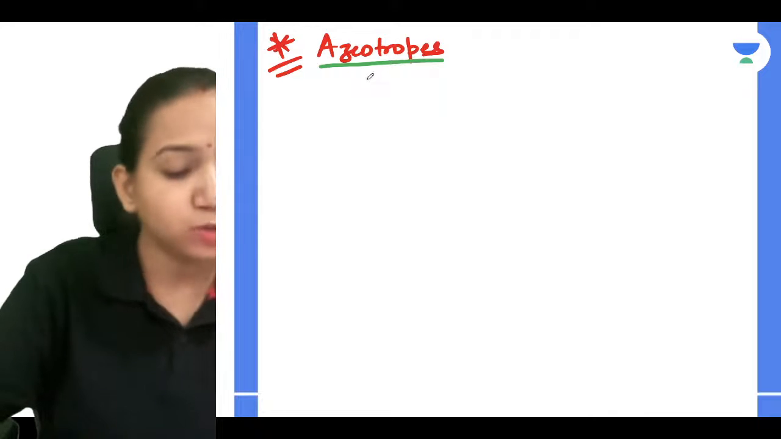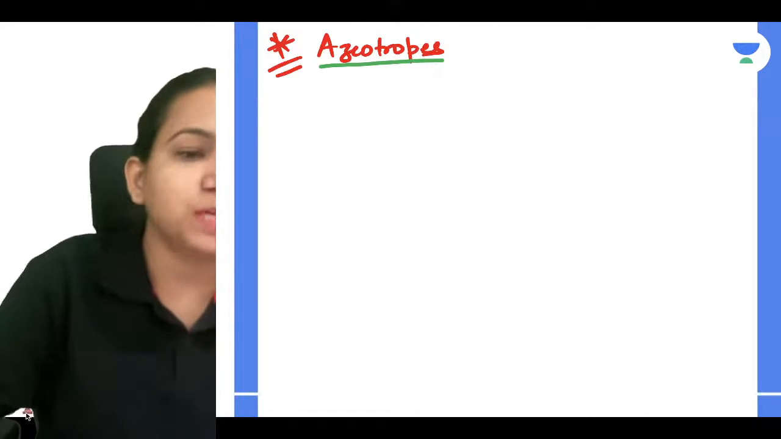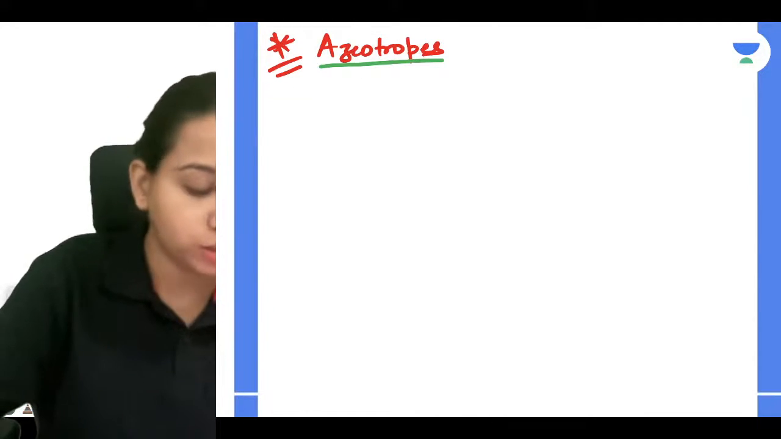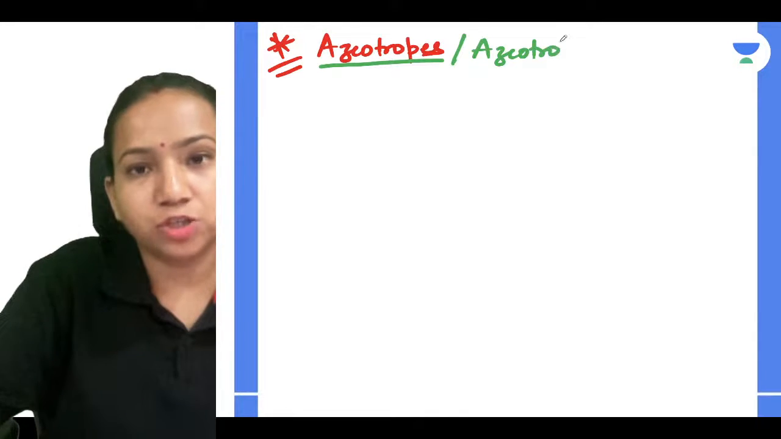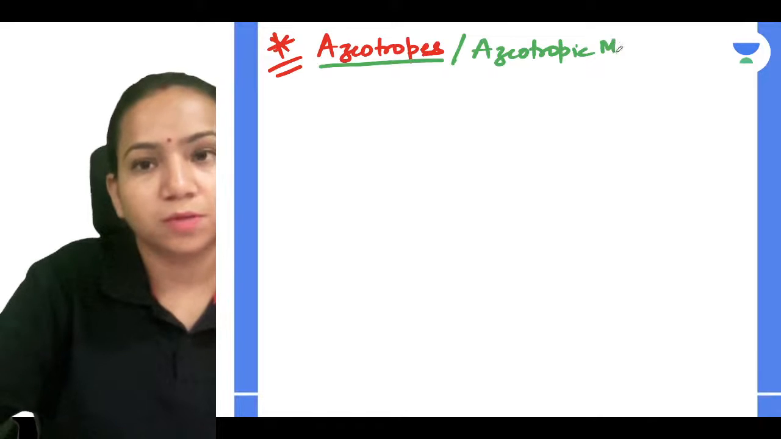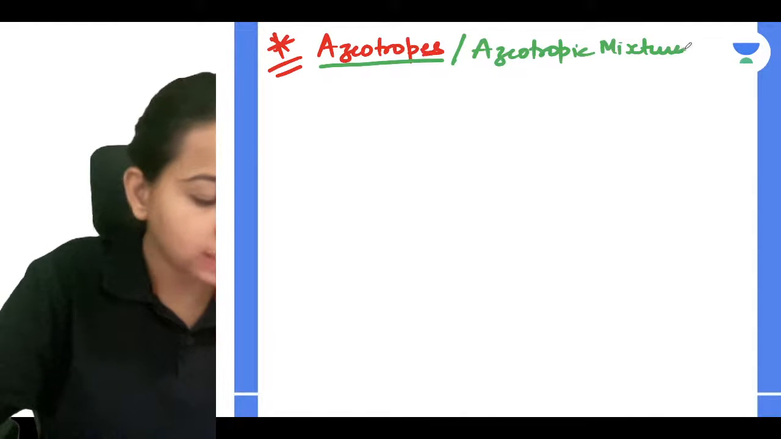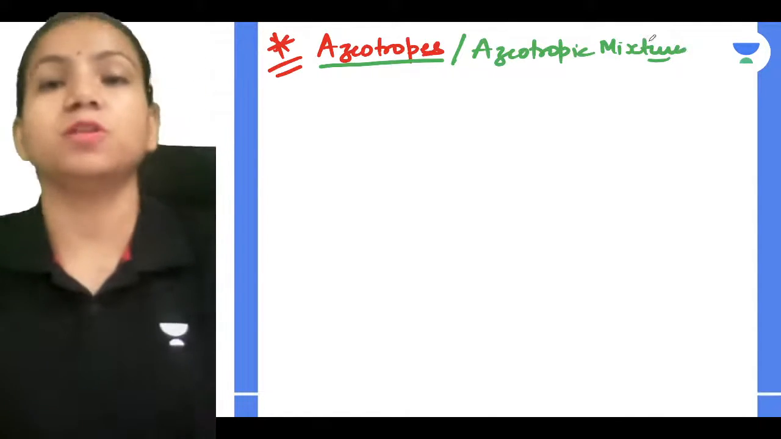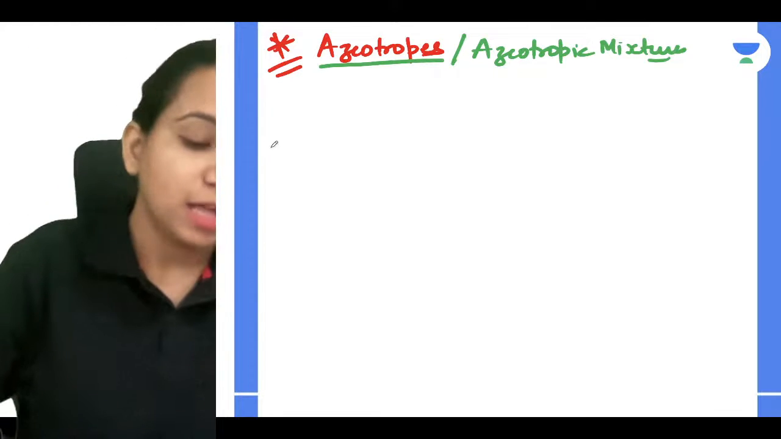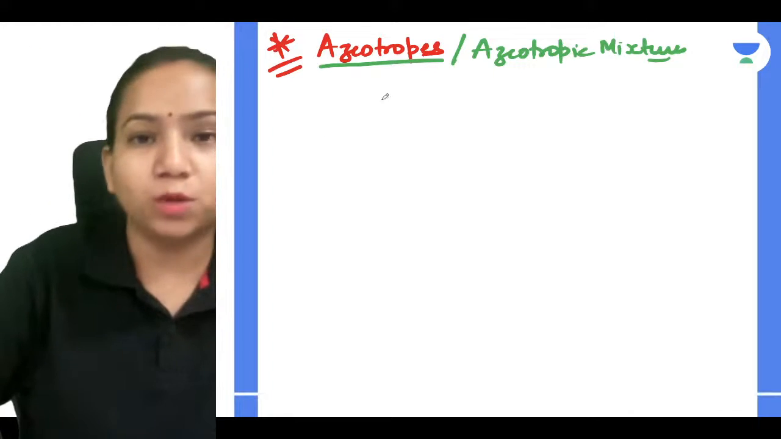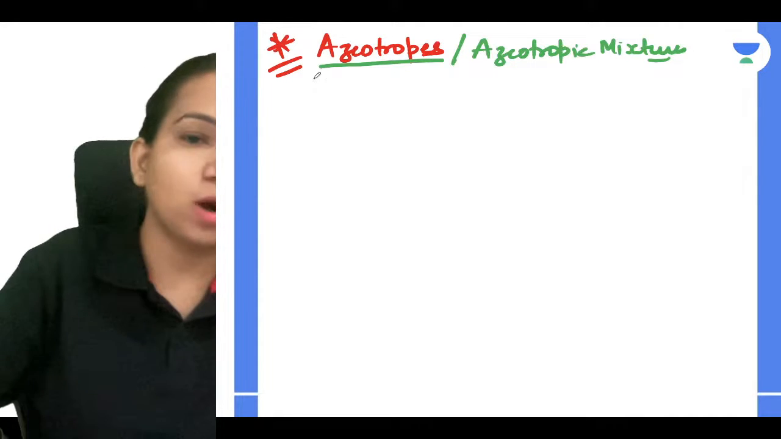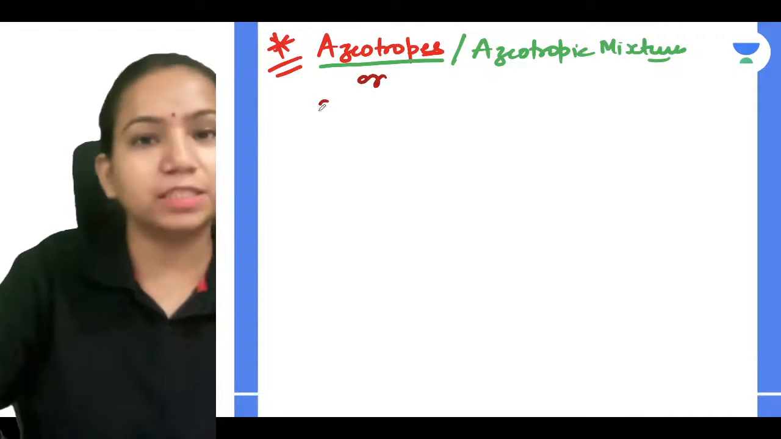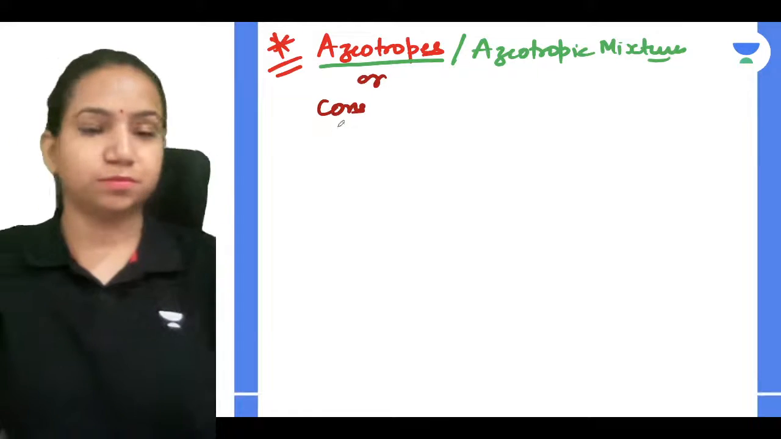Okay, so it's very simple, guys. Azeotropes are also known as azeotropic mixtures, and they are also known as constant boiling liquids. So what are azeotropic mixtures or constant boiling liquids? Let's understand that.